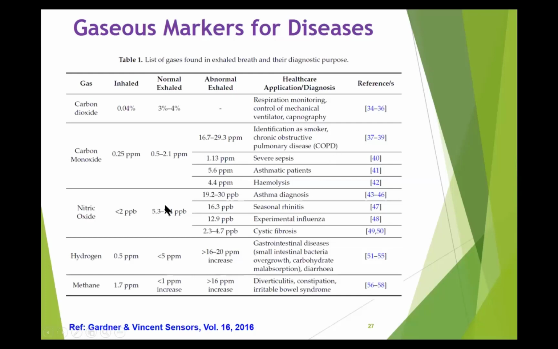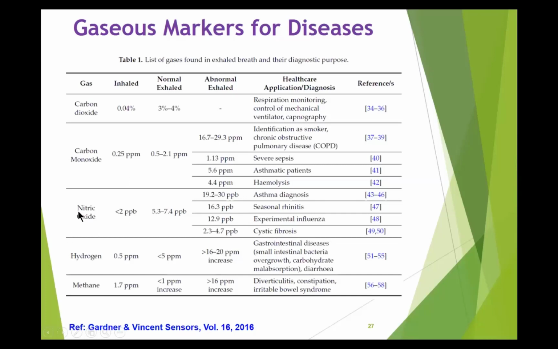Nitric oxide on the breath is also another diagnostic biomarker for asthma, as is rhinitis, as you see, but here it's much lower levels. It's parts per billion level, which is more difficult to detect than parts per million, but still possible using our sensors. We can get down there. And cystic fibrosis as well.